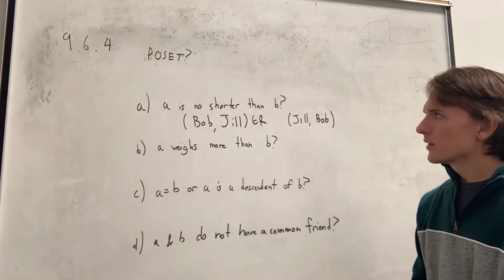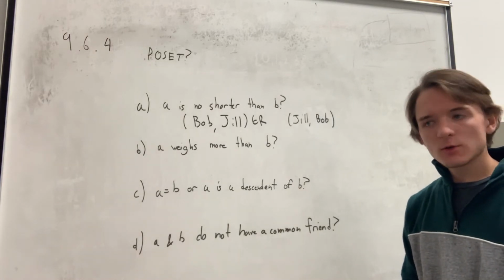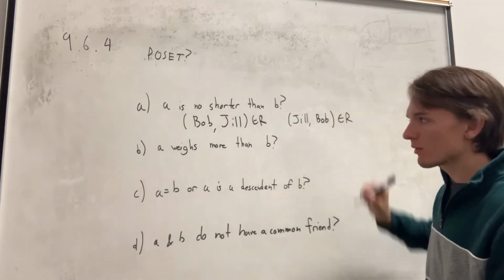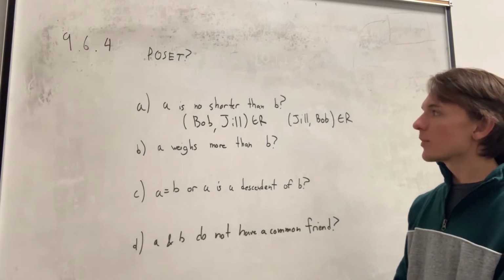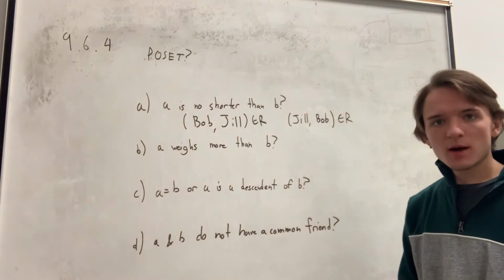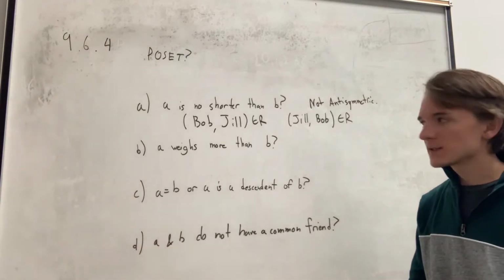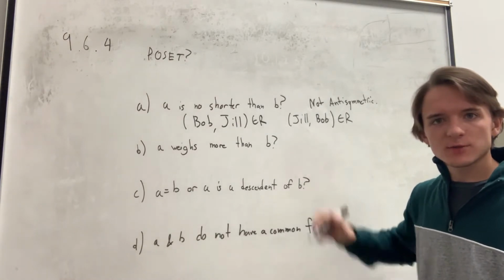Is Jill no shorter than Bob? Well, this also holds true. This is also in our relationship, because for Bob to be no shorter than Jill, then it must be that Jill is no shorter than Bob. Therefore, not a poset. This one's much easier than the first one.